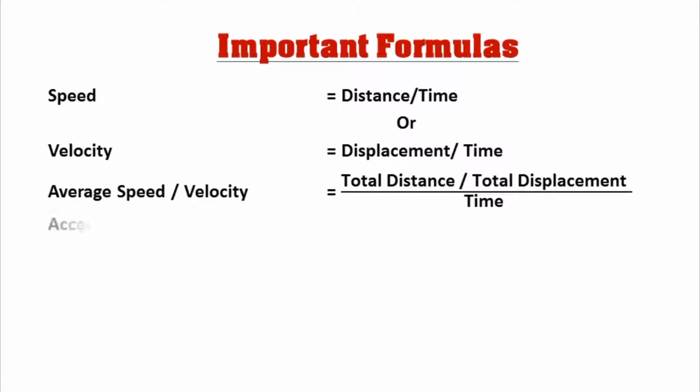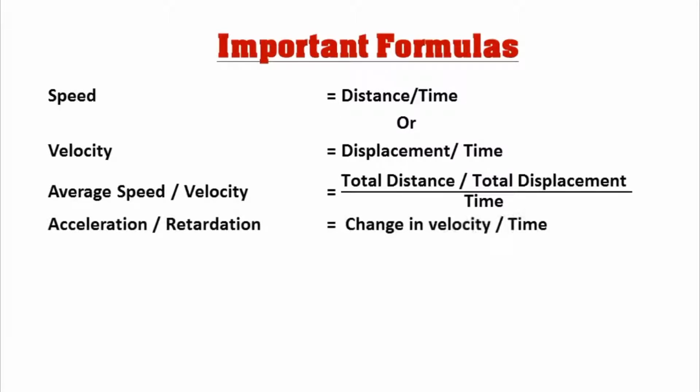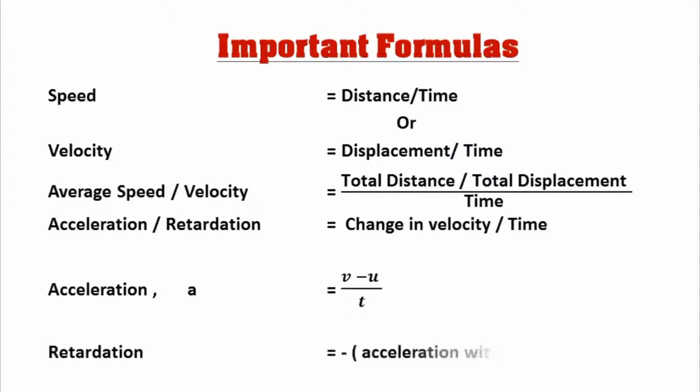Number 3. Acceleration or retardation is equal to change in velocity divided by time. If speed decreases with time, it will be retardation. So calculate using the formula acceleration is equal to change in velocity divided by time, that is equal to v minus u divided by t, where v is final velocity and u is initial velocity. The answer you will get is negative. And retardation is equal to minus multiplied by acceleration with its proper symbol.